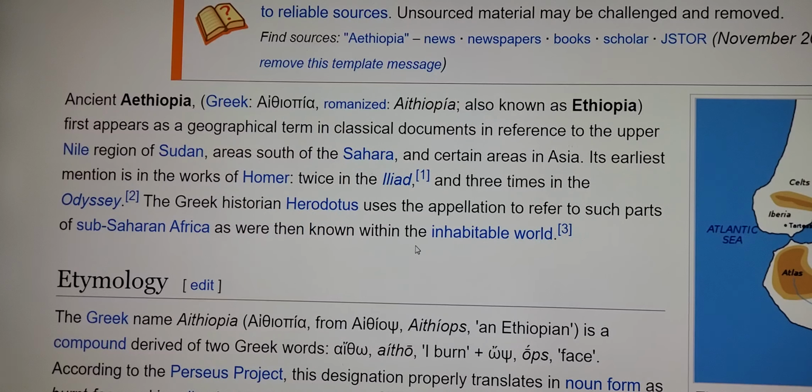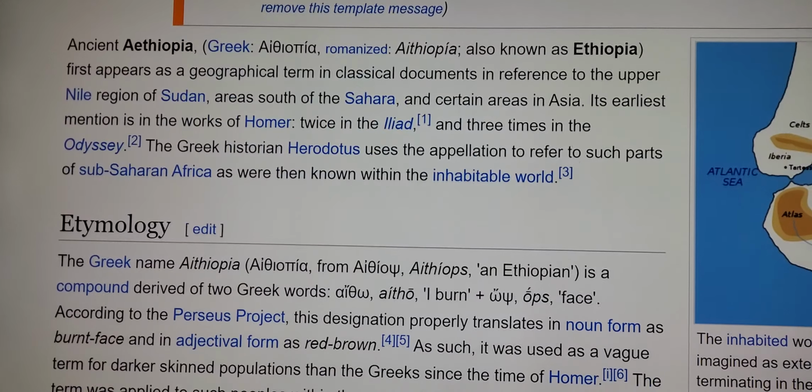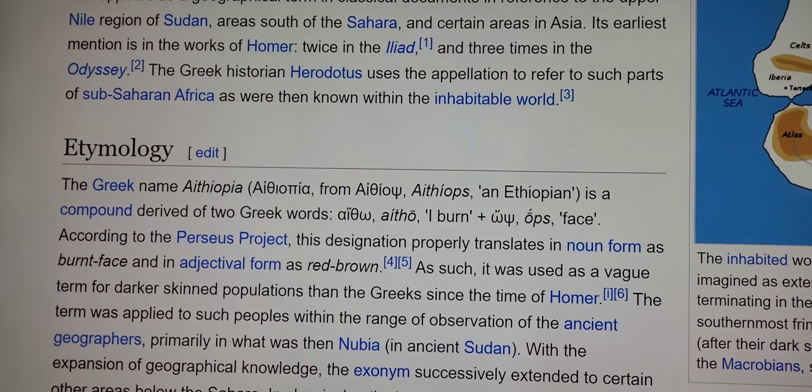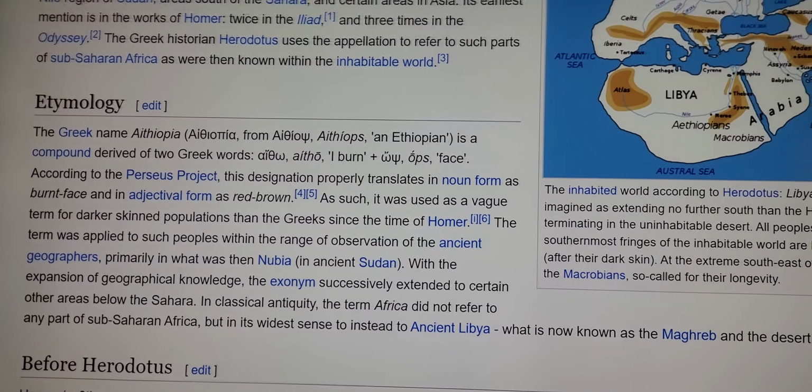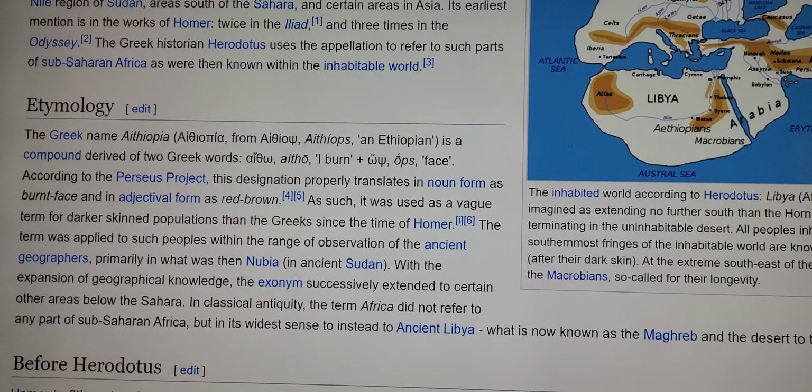It tells you here, Herodotus thought sub-Saharan Africa was Ethiopia. Okay. Now it says the Greek name Ethiopia is a compound. Okay. The designation properly translates in noun form as burnt face and in adjectival form as red brown. Okay. What are they calling the Indians? They calling them red and brown. As such, it was used as a vague term for darker skinned populations than the Greeks.